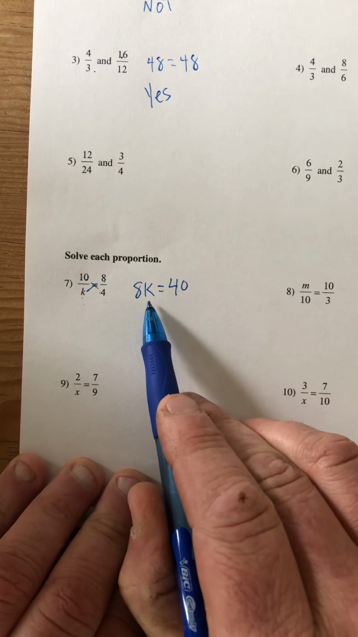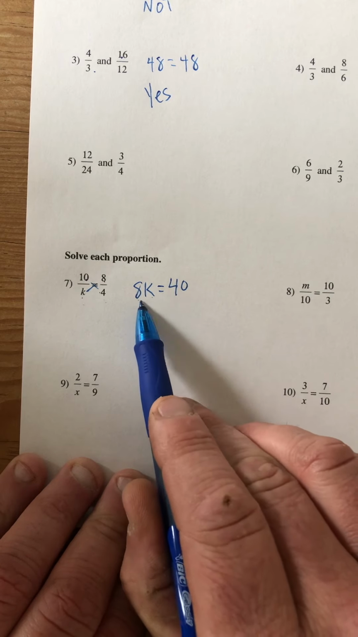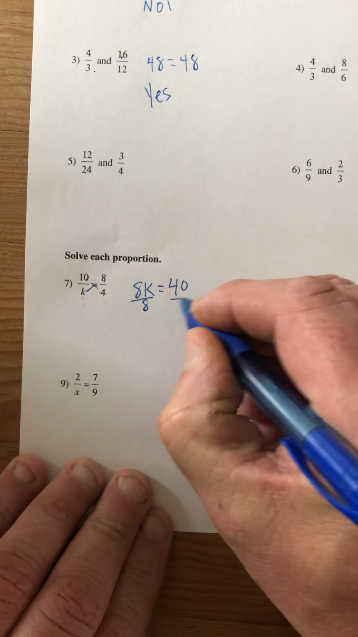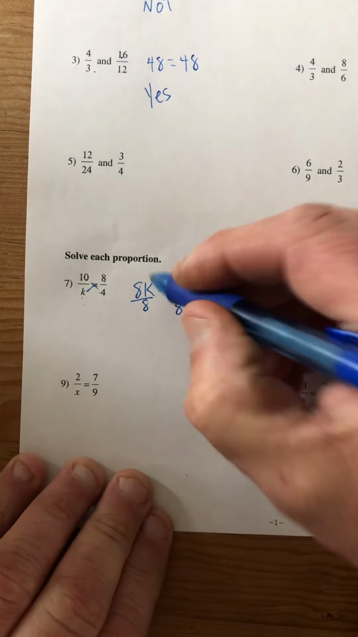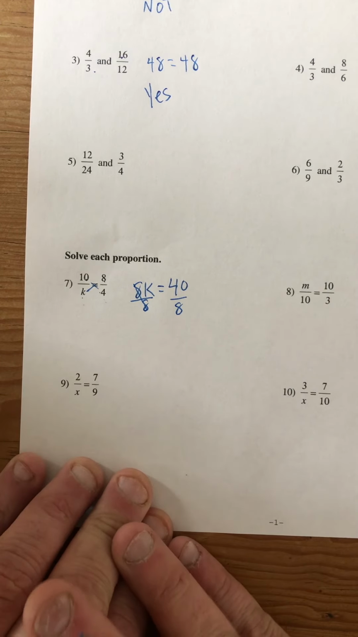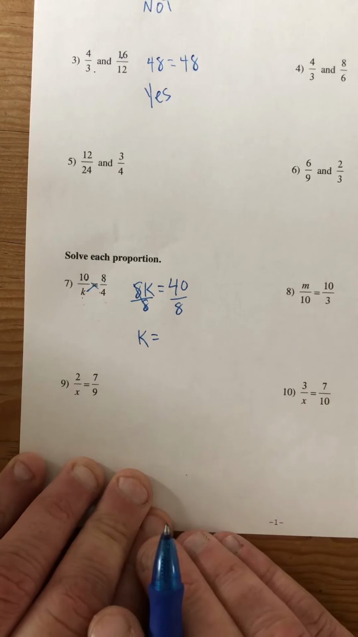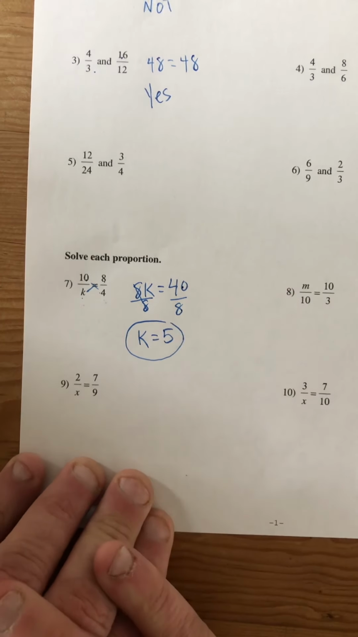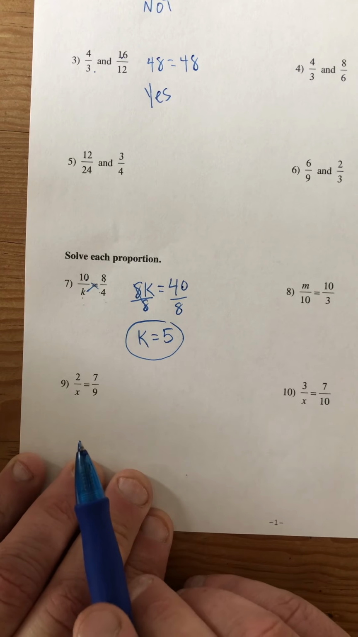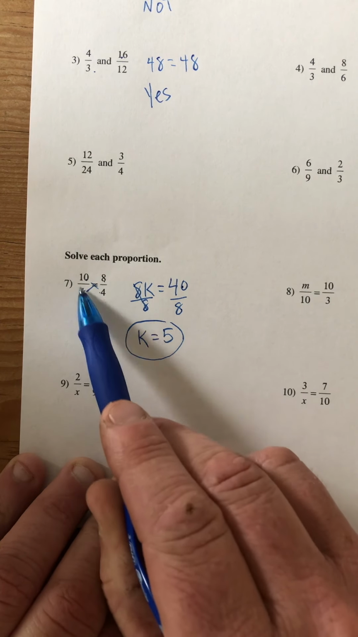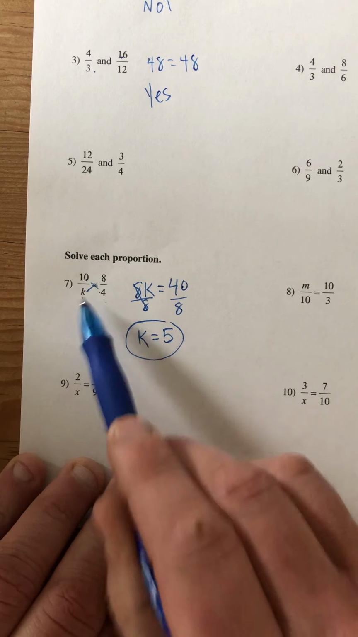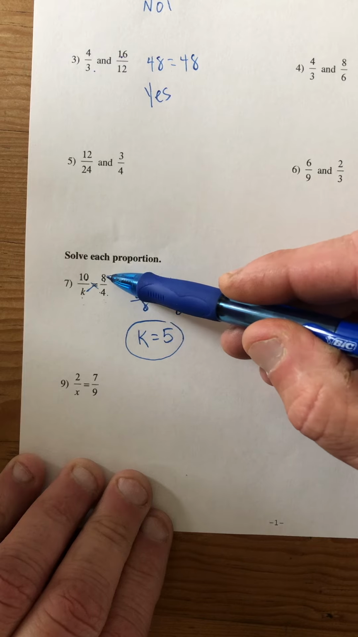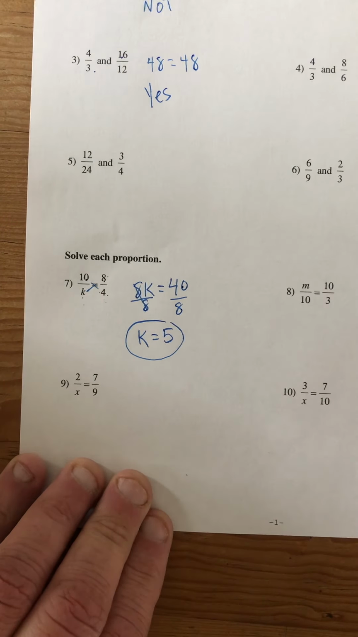Now, how do I get this k by itself? Well, what is the opposite of multiplying by 8? The inverse operation of multiplying by 8 is dividing both sides by 8. So 8 divided by 8, we say that cancels out. And we get k equals 40 divided by 8 equals 5. So basically what you just found out, the value of k, in order for these two fractions to be proportional, has to be 5. Okay? And it makes sense, because 4 is half of 8, and 5 would be half of 10.